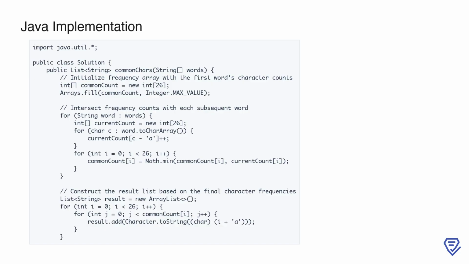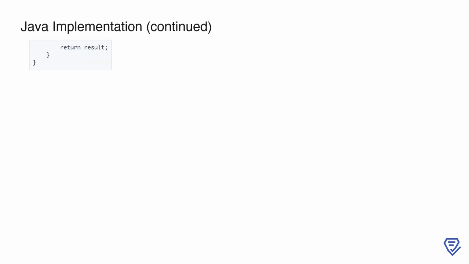This ensures that commonCount ultimately reflects the lowest frequency of each character across all words processed so far. Finally, we use the commonCount array to construct our result. For each character, if its frequency in commonCount is greater than 0, we add that character to the result list the specified number of times.